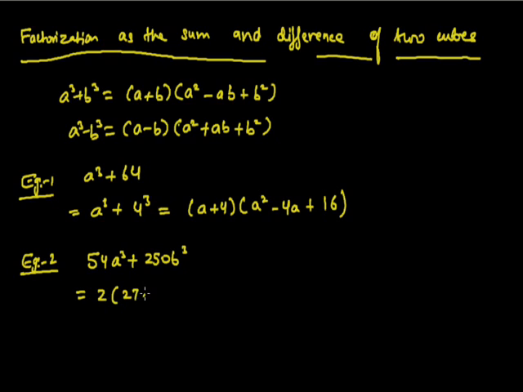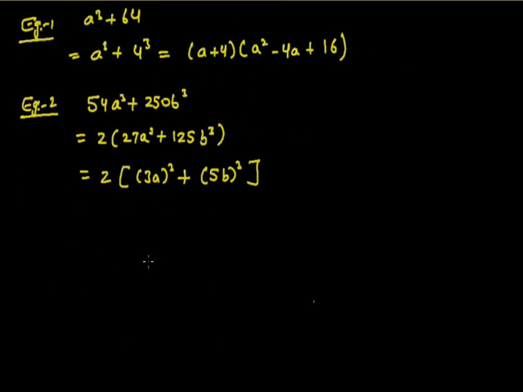it will become 27 a cube plus 125 b cube. Now if you see here, this 27 a cube is actually in the form of a perfect cube, that is, this 27 a cube is actually 3a whole cube. In the same way, plus 125 is actually the cube of 5, so it will become 5b whole cube. And now we have converted it into the form of a cube plus b cube.